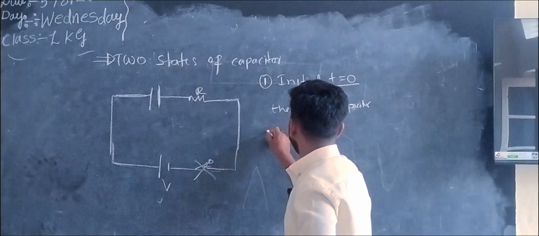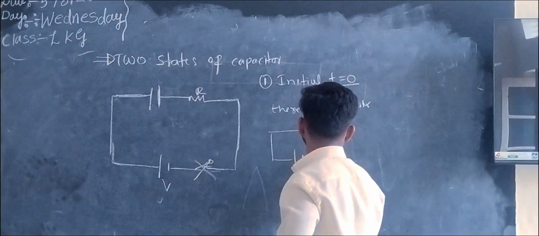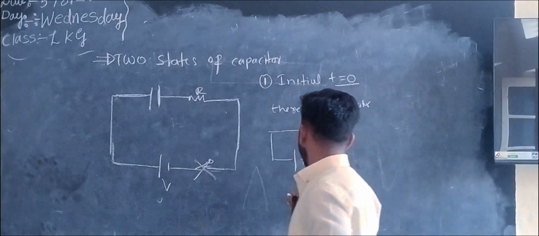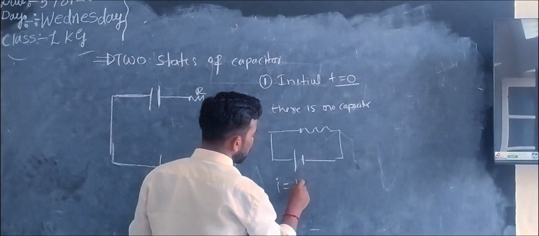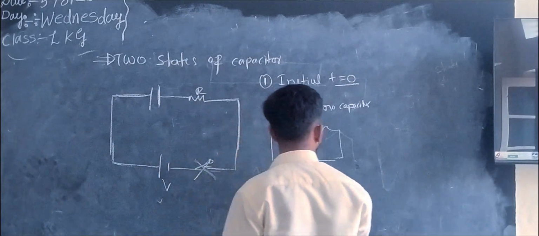So in this case, what is I? Ohm's law again. I is equal to delta V by R. V by R. Delta V by R. Change in potential by R.